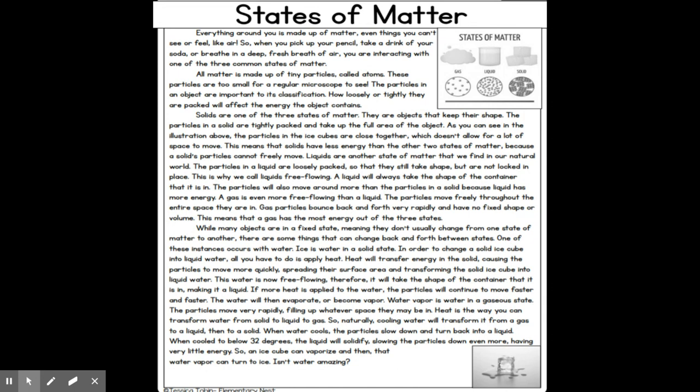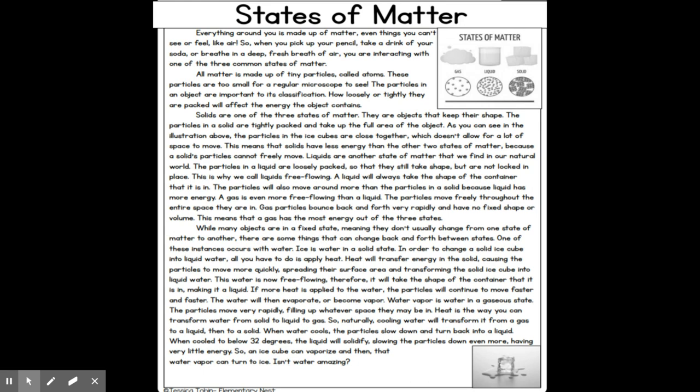All matter is made up of tiny particles called atoms. These particles are too small for a regular microscope to see. The particles in an object are important to its classification. How loosely or tightly they are packed will affect the energy the object contains.